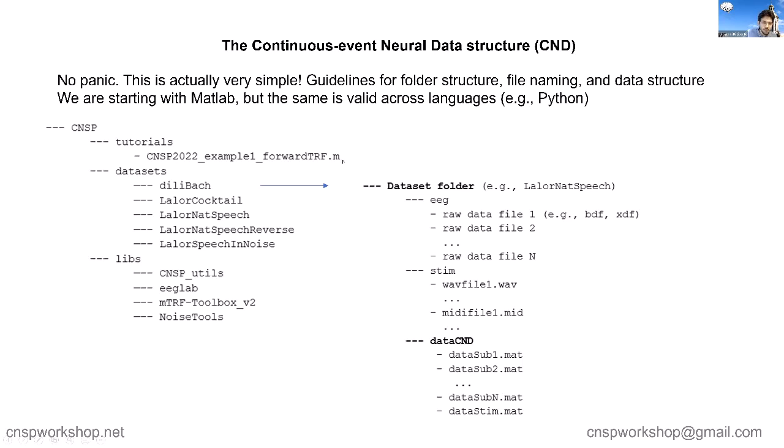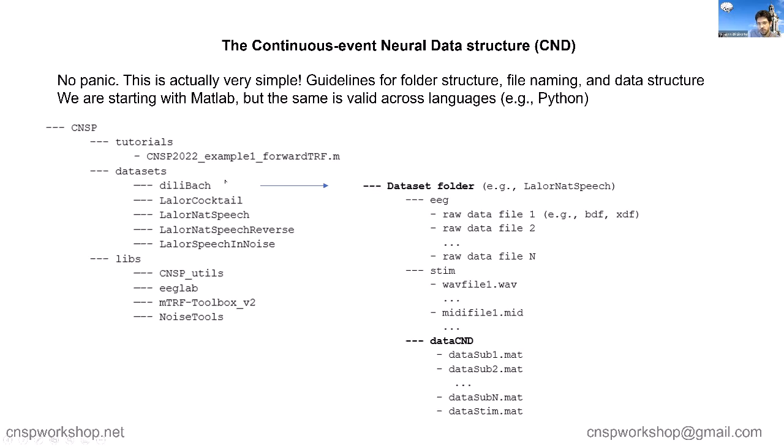Within the tutorial folder, you have, for example, a tutorial script. So if you download the skeleton of the CNSP tutorials, you will find this. They are empty folders, but you find these folders. And then you can download the data. So datasets, in this standardization that we're proposing, and that we used last year as well in the workshop, are organized like this.